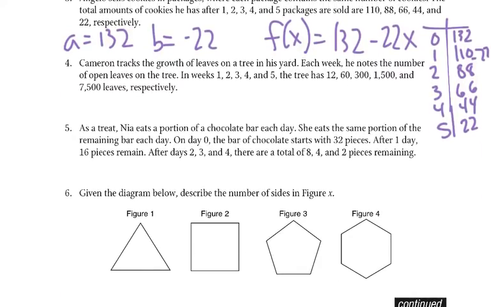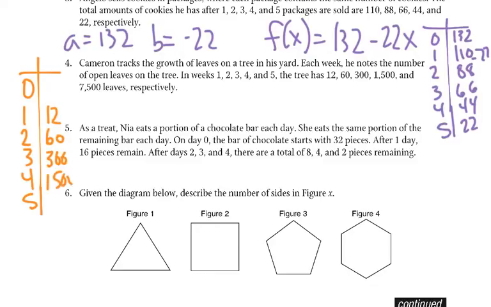Okay, number 4. Cameron tracks the growth of leaves on a tree in his yard. Each week he notes the number of open leaves on the tree. So, weeks 1, 2, 3, 4, and 5. We've got 12, 60, 300, 1500, 7500. Hopefully you can notice that adding is probably not going to work for this one. So we're probably multiplying. How do we get from 12 to 60? We times by 5. Does 60 times 5 give us 300? It does. So now our growth is we're timesing by 5. So we know this one's exponential, right?